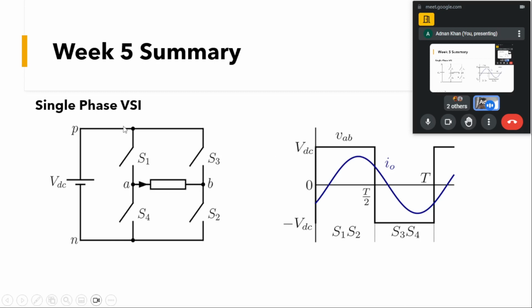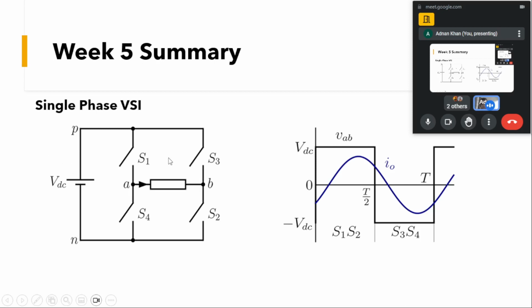In this kind of inverter, we can have unipolar or bipolar modulation. Unipolar means that for some time we get 0 to VDC, and for some time we get 0 to minus VDC. I will talk about that in PWM.